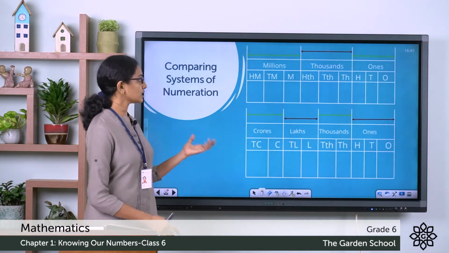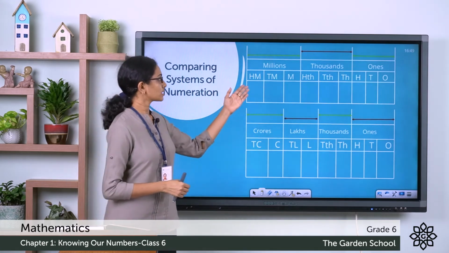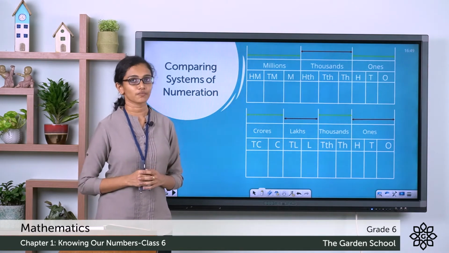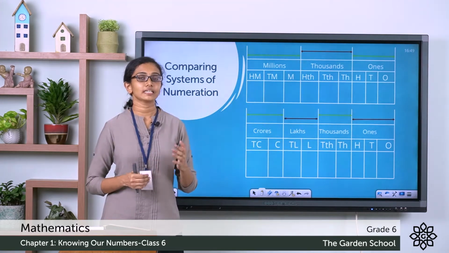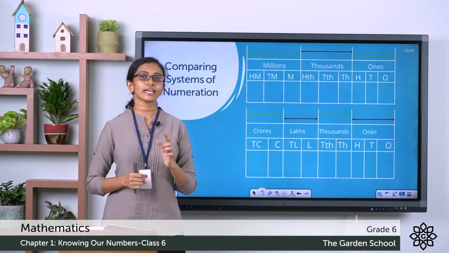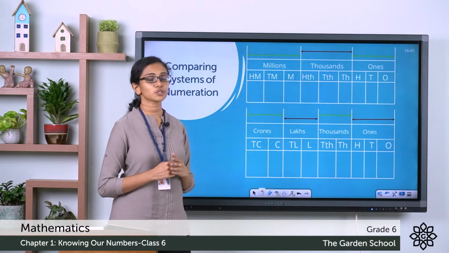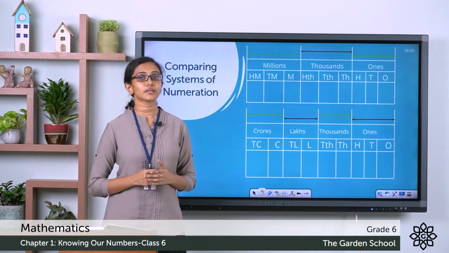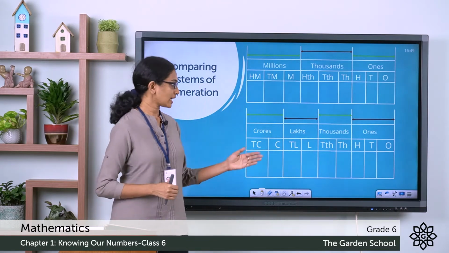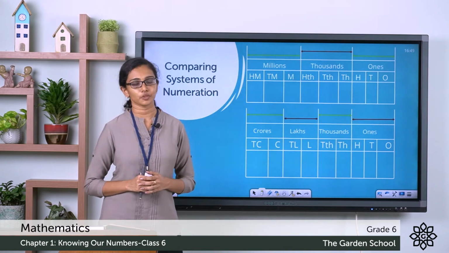So here I've got the place value charts belonging to both the systems of numeration. Here at the top you can see the place value chart based on the international system of numeration. As we have learned, in the international system of numeration, the place value chart is divided into periods, each containing 3 places each. So we have the ones period, thousands period, millions period, billions period and trillions period in the international system of numeration.